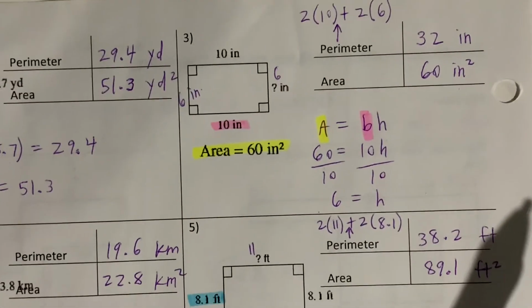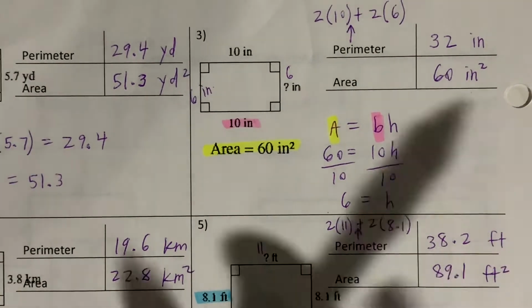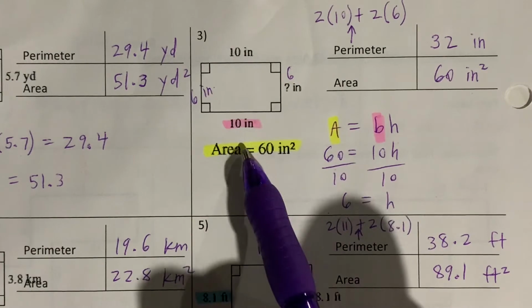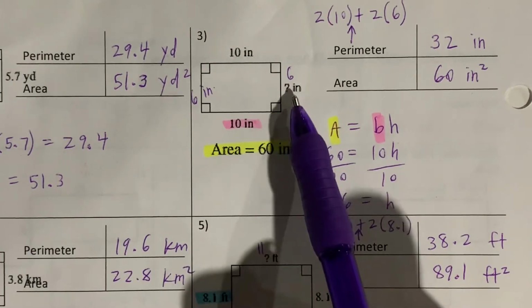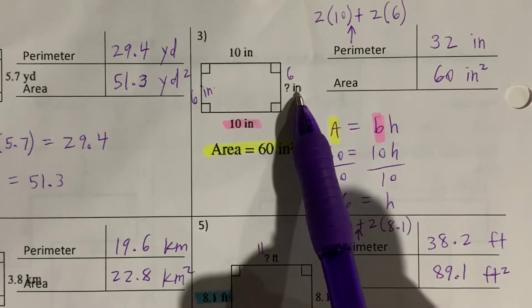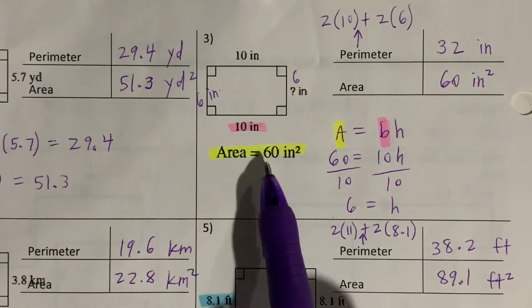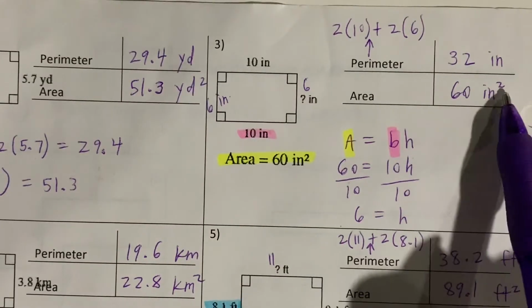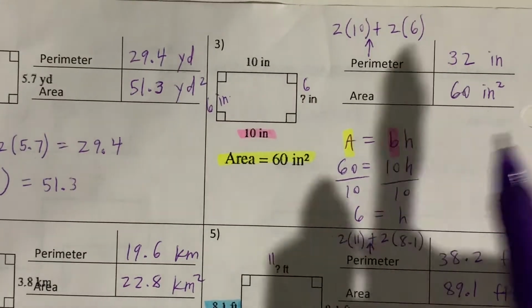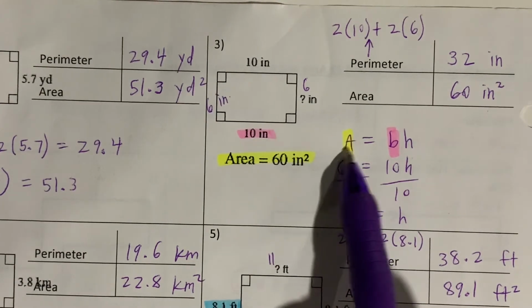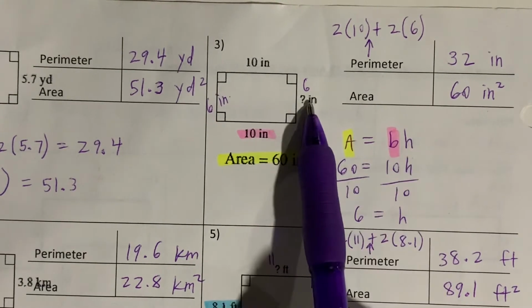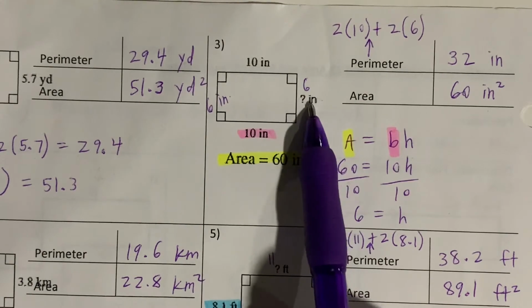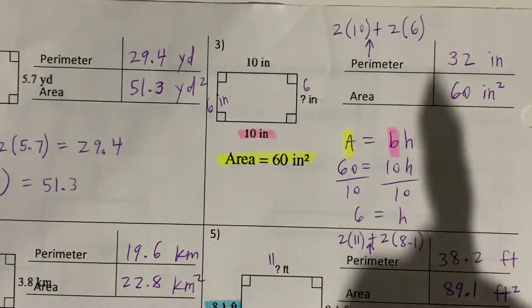On U-try 3, however, I was not given both my base and height. I was given my base. My height here is a question mark. I was given my area, so right away I could fill in the 60 square inches for my area, and I had to use my area equals base times height formula in order to find this unknown height so that I could use it to add up the sides for my perimeter.